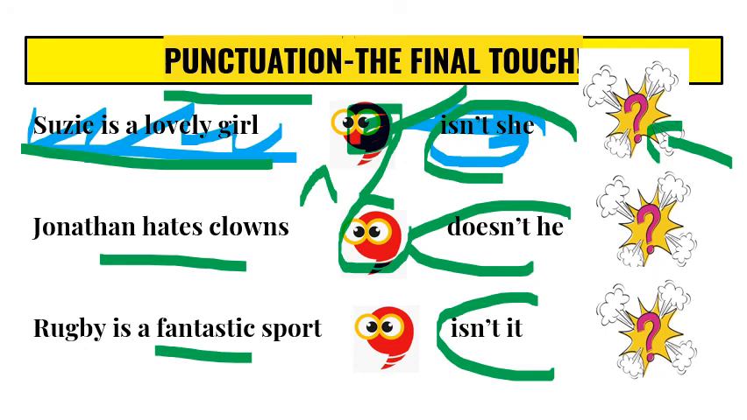Another example, Jonathan hates clowns. I say this firmly and with conviction. Doesn't he? When I ask the question. And rugby is a fantastic sport, isn't it? So I hope you can hear the change between your statement and your tag when you use this type of question.